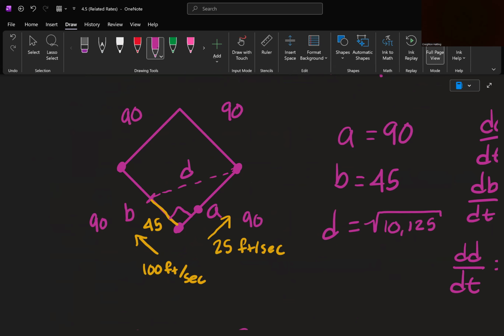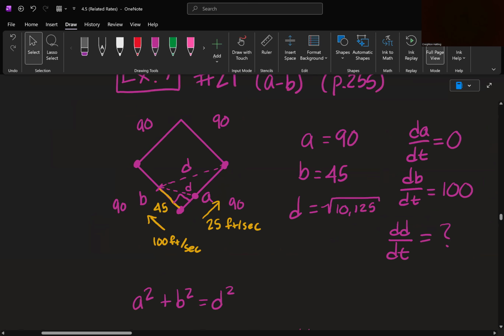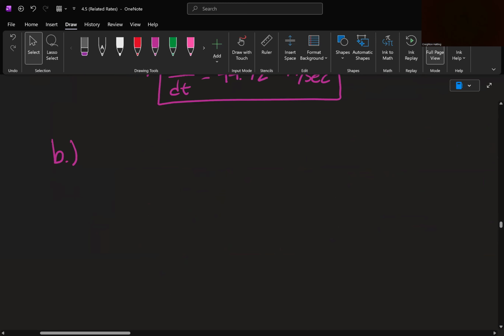So we want to find this new distance D. I'm just going to use D again because we already have D built into our equation. You could totally name it something else if you want. The distance here is what we are trying to find the rate of change in this distance. Okay.